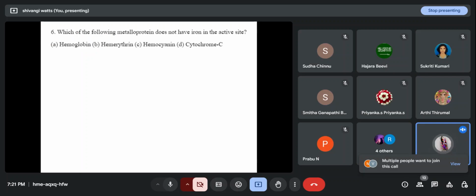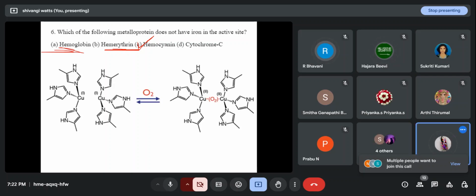Which of the following metalloproteins does not have iron in its active site? If you see hemoglobin, this is purely a heme and iron based protein. Hemocyanin. In hemocyanin, which other metal is present, if not iron? Copper. So copper is present in hemocyanin, so copper is the right answer. Copper is present in the active site of hemocyanin.